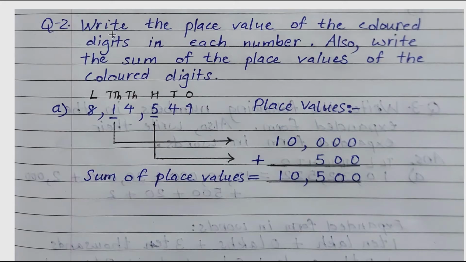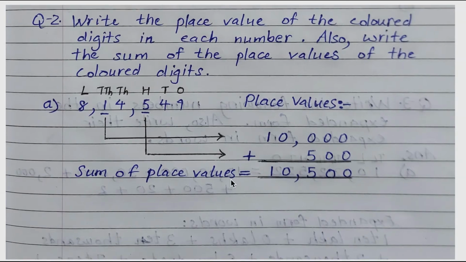Now in question 2, you have to write the place value of the colored digits in each number. Also, write the sum of the place values of the colored digits. Now, over here, I have solved the first question. So, you will write the number over here and you will underline the colored digits. Then, note down the places above each digit like this. Then, on the right side, you will write place values and put a colon. And below over here in these two lines you will write the place values of the two digits.